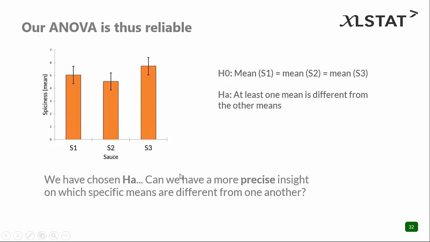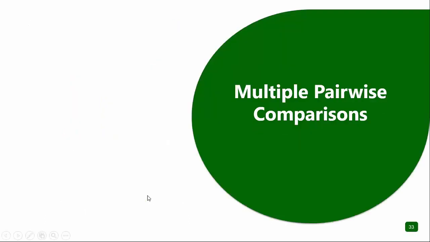So to answer this, we can use techniques that are called multiple pairwise comparisons. Multiple pairwise comparisons will compare all of the different means to one another. So we'll compare S1 to S2, S1 to S3, and S2 to S3.